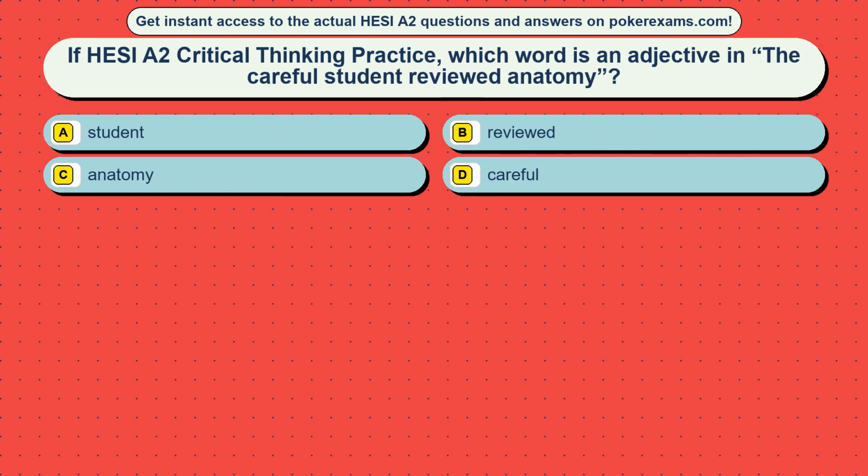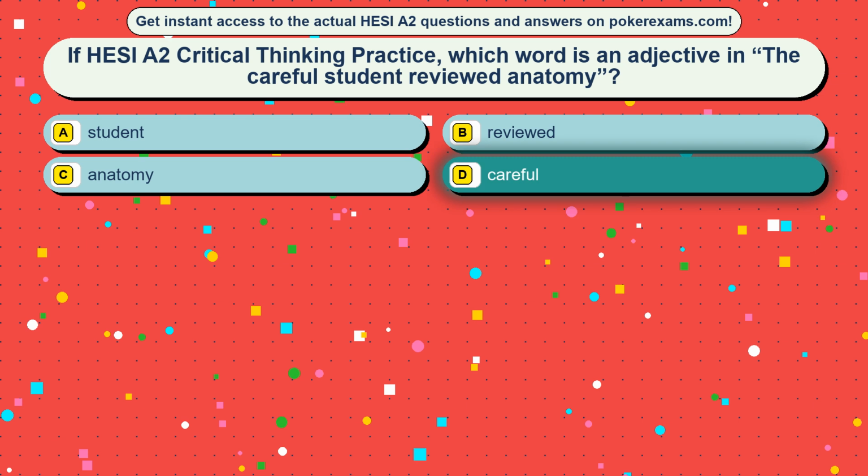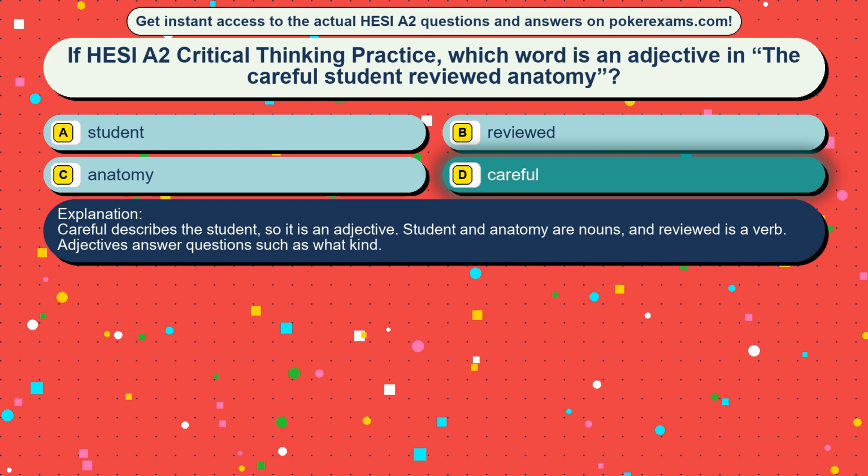Question 30. If HESI A2 critical thinking practice, which word is an adjective in the careful student reviewed anatomy? Option A, student, option B, reviewed, option C, the anatomy, option D, careful. The correct answer is option D, careful. Careful describes the student, so it is an adjective. Student and anatomy are nouns, and reviewed is a verb. Adjectives answer questions such as what kind.